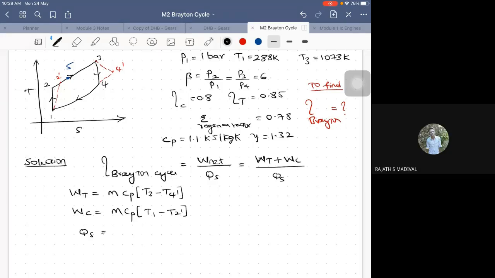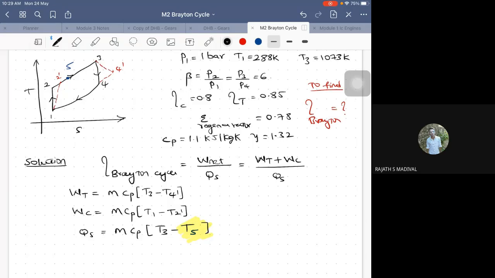MCp into T3 minus T2 dash. So for heat, it is final minus initial. So final state is T3 and initial state is not T2 dash, but it is T5. Please do remember this. This is the only change in the problem. Okay, if you want, you can highlight it using a highlighter. So this is the only change in this particular problem.